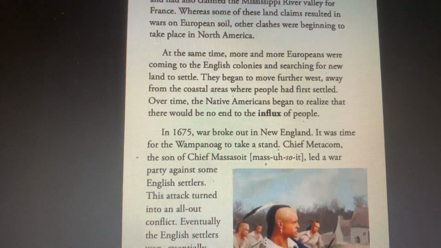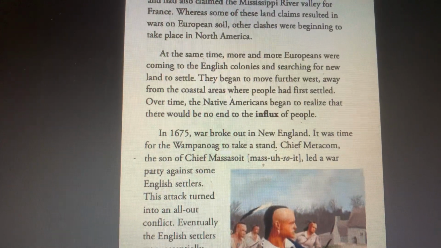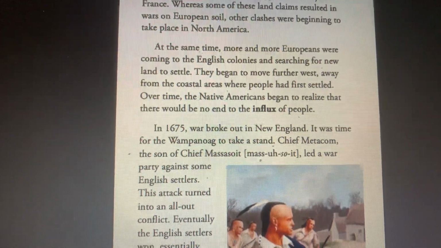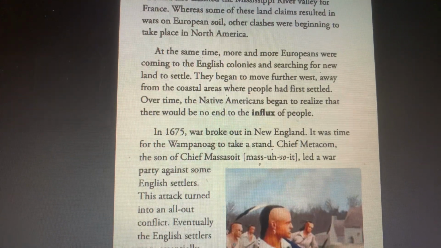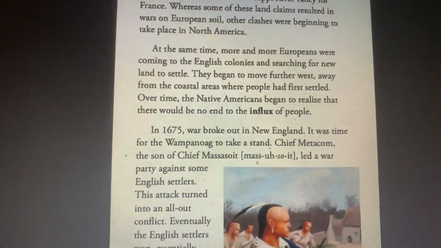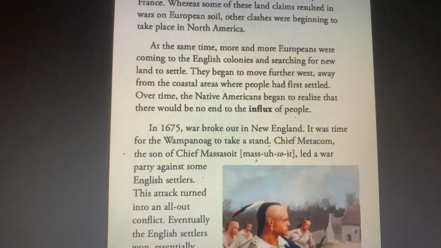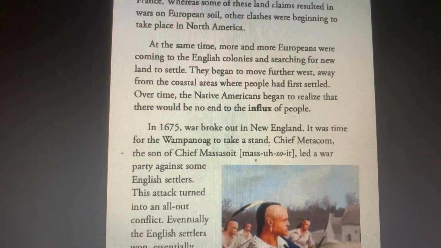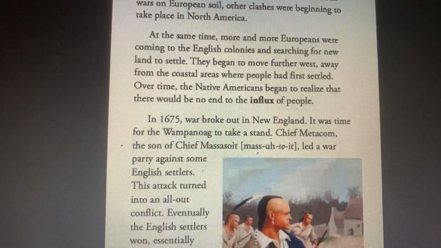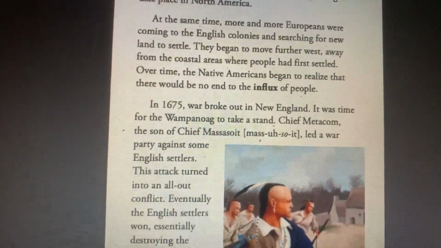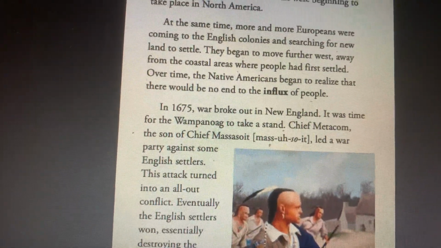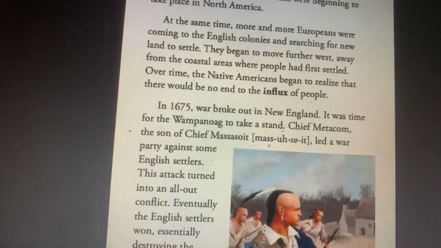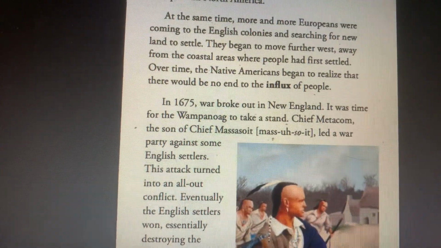At the same time, more and more Europeans were coming to the English colonies and searching for new land to settle. They began to move further west, away from the coastal areas where people had first settled. Over time, the Native Americans began to realize that there would be no end to the influx of people. So, quick pause. How do you think the Native Americans were feeling at this time? Okay, remember the quick influx of people.